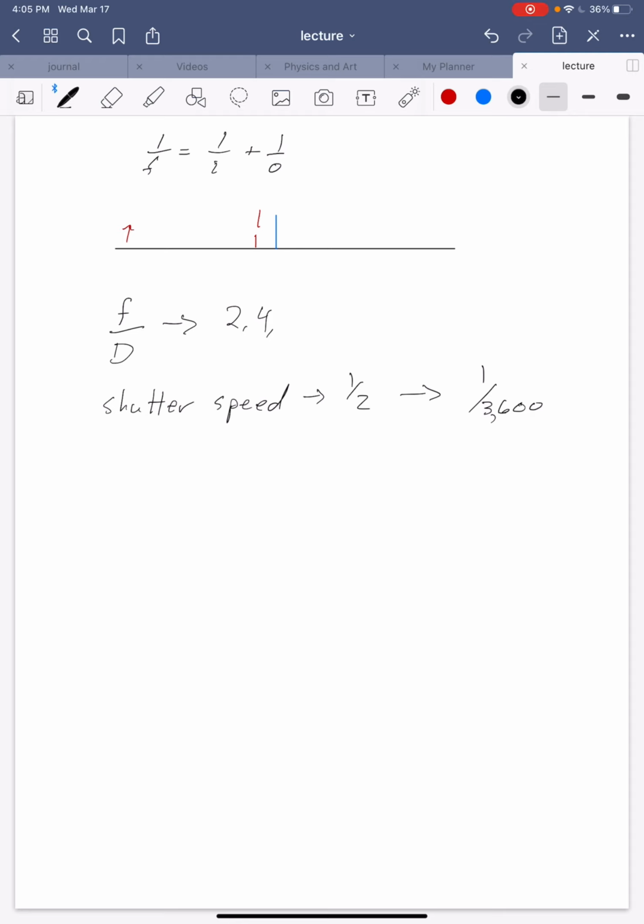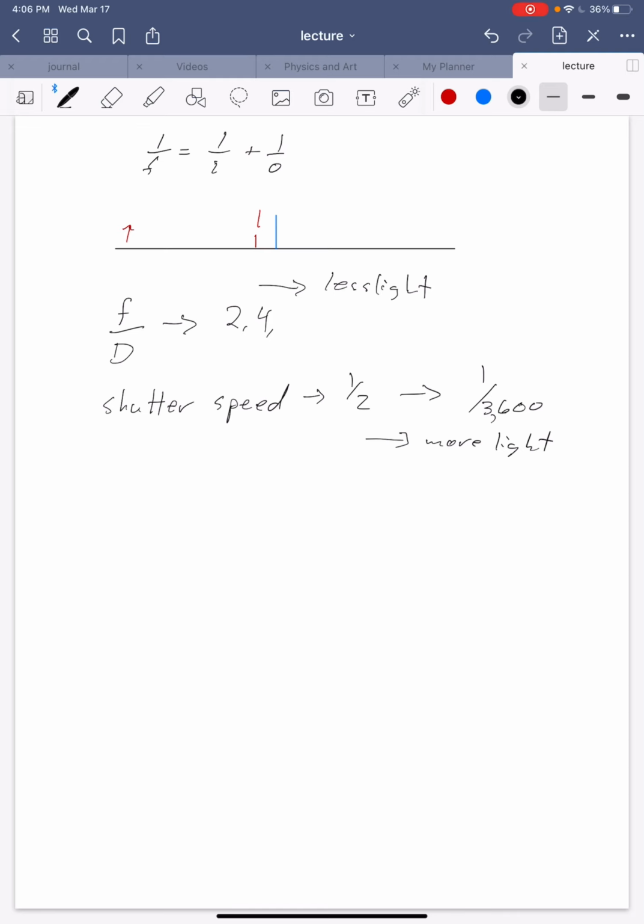And I can get more light by increasing the F number, which increases or decreases the diameter. So that gives me less light. So as this goes up, I get less light. And as this goes up, I get more light. And for different applications, you want different combinations of shutter speed and F number.